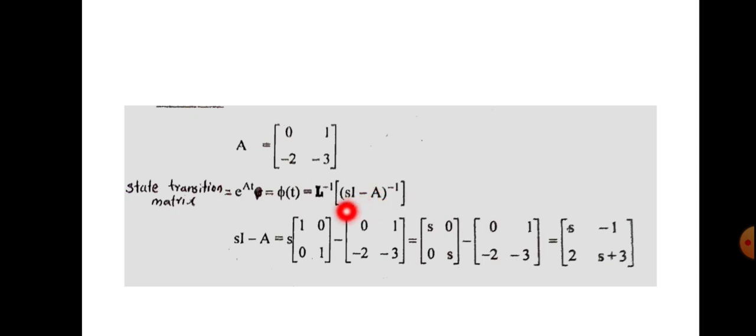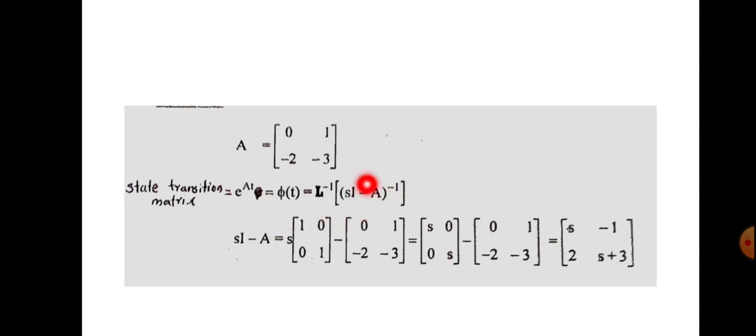First of all, we want to find (sI minus A) inverse. For that, we want to create the sI minus A matrix. sI minus A means s into I. This is a 2 by 2 matrix, so the unity matrix is [1, 0; 0, 1] minus A, which is [0, 1; minus 2, minus 3]. By taking the calculations, you will get [s, minus 1; 2, s plus 3]. So this is sI minus A.